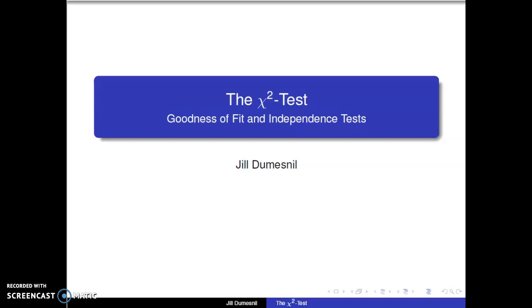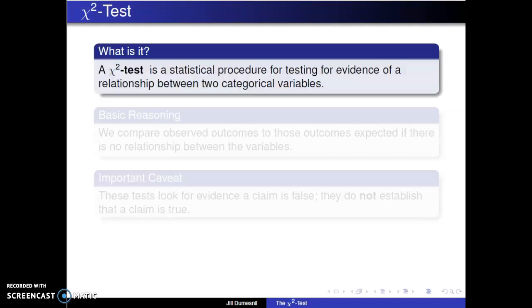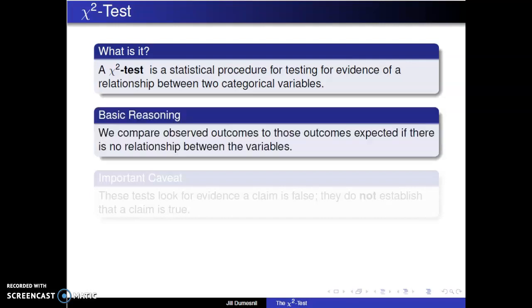In this video, we discuss two chi-squared tests, namely the goodness of fit test and the independence test. What is a chi-squared test? A chi-squared test is a statistical procedure for testing for evidence of a relationship between two categorical variables. Essentially, we compare observed outcomes to those outcomes expected if there is no relationship between the variables.